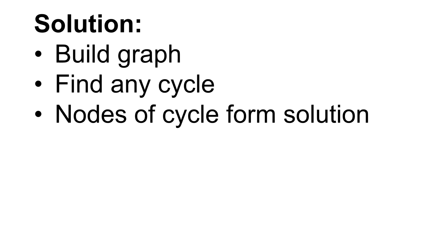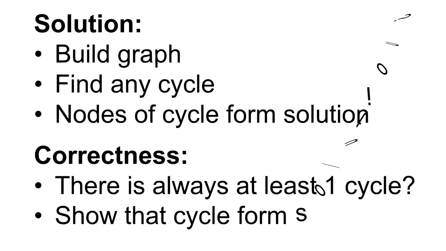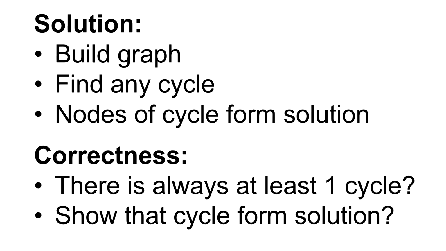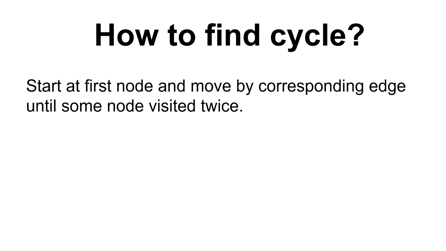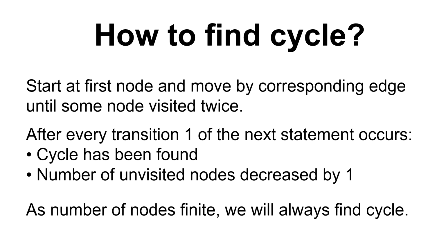To prove our solution is always correct, we have to show two things. First, we always have at least one cycle, and second, why the numbers in a cycle give the correct solution. To find a cycle, we can start at the first node and move by edge until we visit some node a second time. Every time we move by edge, we either find a cycle or decrease the number of unvisited nodes by 1. As the number of nodes is finite, we can't infinitely discover new nodes, so we will visit some node twice, and thus we will always find a cycle.